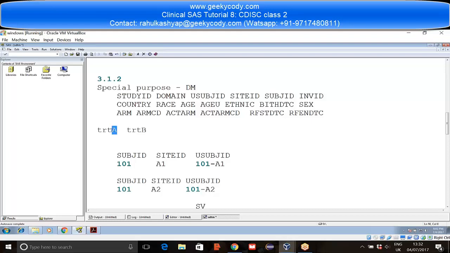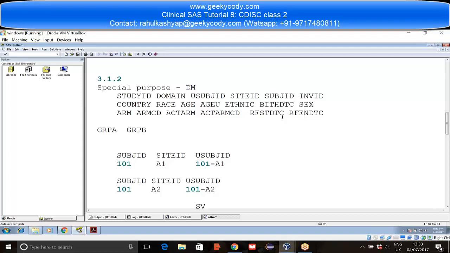Suppose they divided the subjects into group A and group B. On what basis? They have randomized them, right? The randomization happened today, and treatment they can start from today or from tomorrow, right? So reference start date means either the randomization date or the first dose taken date. And reference end date means the date when the subject's study ends. That is called the reference end date.